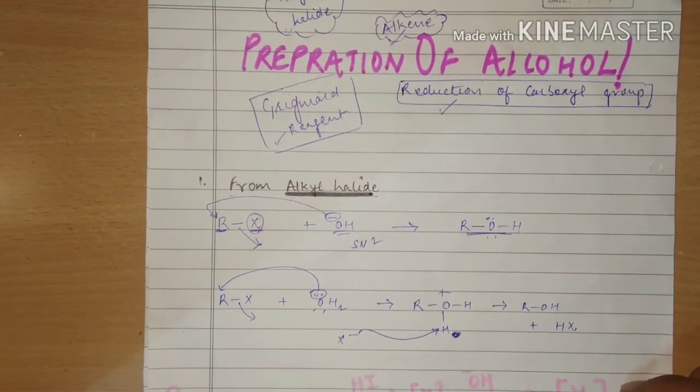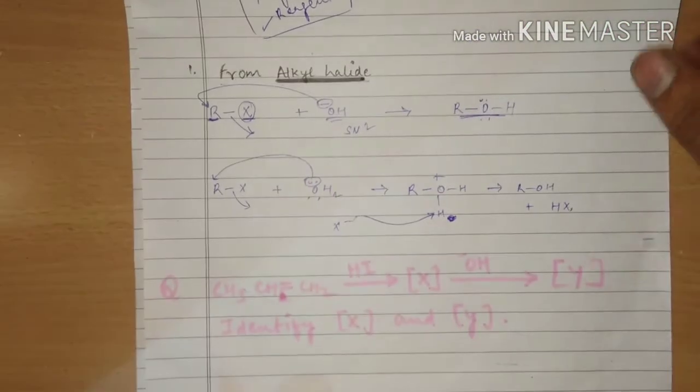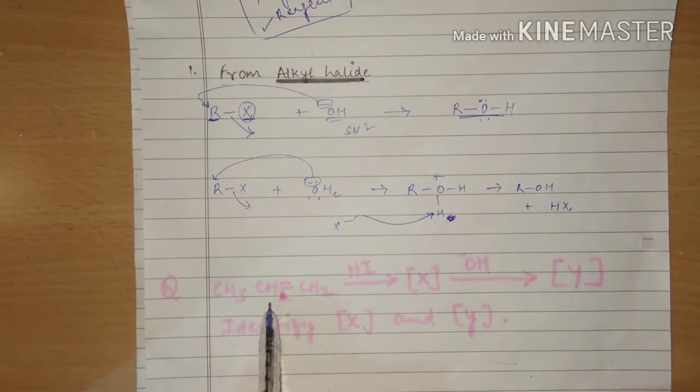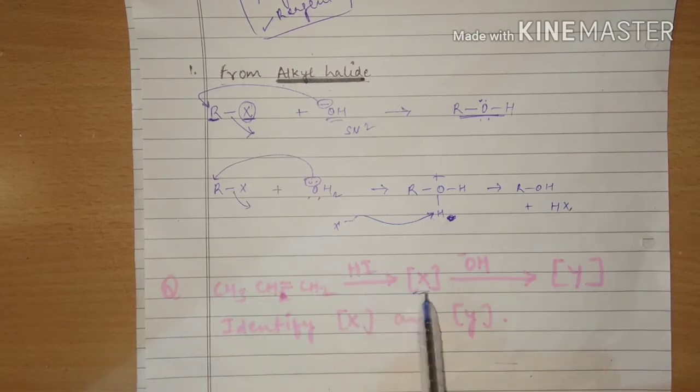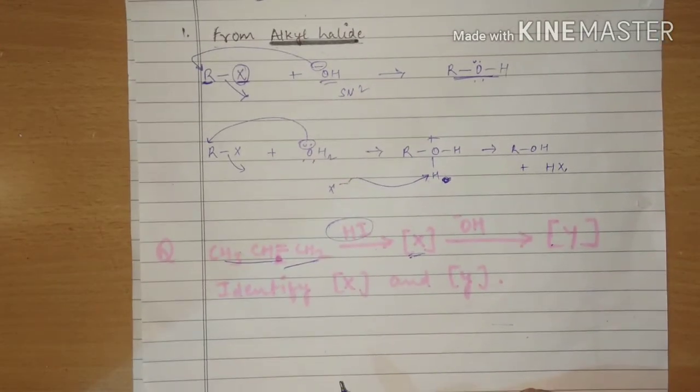Okay, so let's solve a question. Here we are given CH3CH=CH2, and it reacts with HI to give X. The compound X reacts with OH minus and we get Y. Identify X and Y. Here we can see an alkene is reacted with HI, so the Markovnikov rule will be applied.